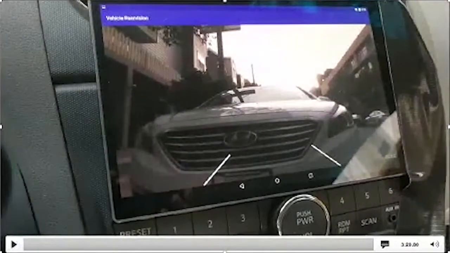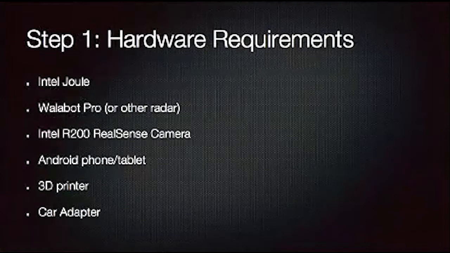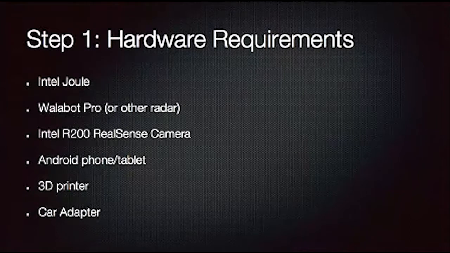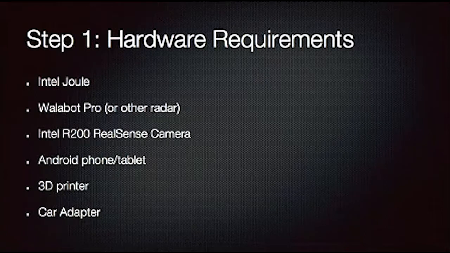All right, so that was an embarrassing video that I made. As you can see, the hardware requirement is pretty simple. It's basically a radar, the Intel Joule, and the R200 camera, along with any Android tablet or phone, it doesn't really matter, with a car adapter. In this case, like earlier when you asked whether the Intel Joule is too expensive, you can actually use a much cheaper chip as long as it can run Ubuntu. With USB 3.0, we're pretty much fine.